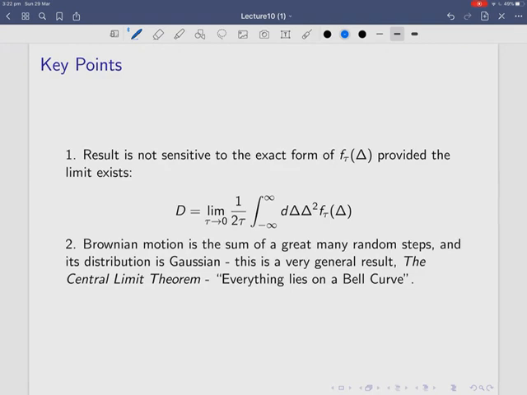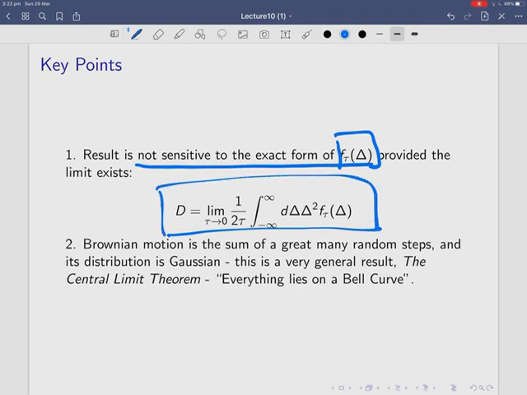Okay, so what are the key points here? As I tried to emphasize at the start, the result is not sensitive to the exact form of the jumping probability, provided you can find this limit. For some systems, this limit won't exist. There are certain kinds of weird random walks, Lévy random walks, where you can't necessarily find that limit because it's not just the normalization, it's got this horrible delta squared thing which might make things blow up. But provided that limit exists for your random walk, we found the diffusion constant.